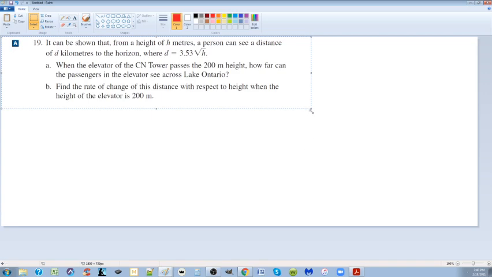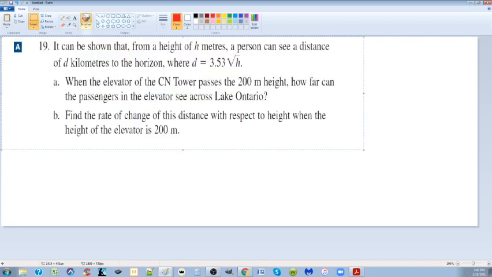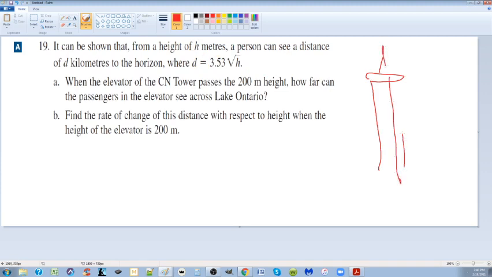It can be shown that from a height of h meters, a person can see a distance of d kilometers to the horizon when going up the CN Tower, let's say, where d, the distance you can see, is based on the height. So let's put the CN Tower here, bad drawing. As we go up this h, you might say that's the y-axis. It's not. We can see d distance. I can see all the way to New York City.